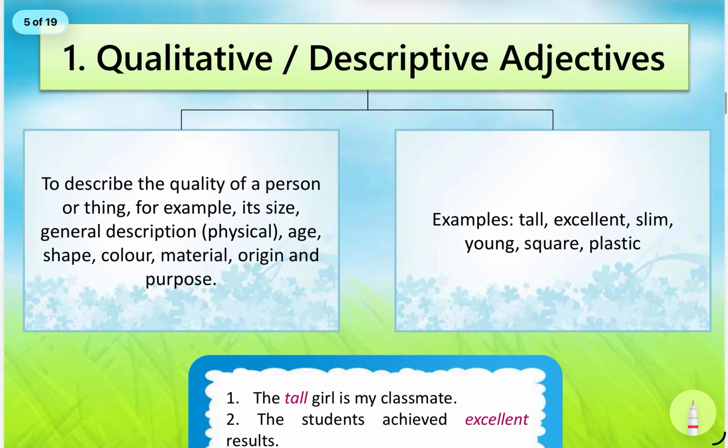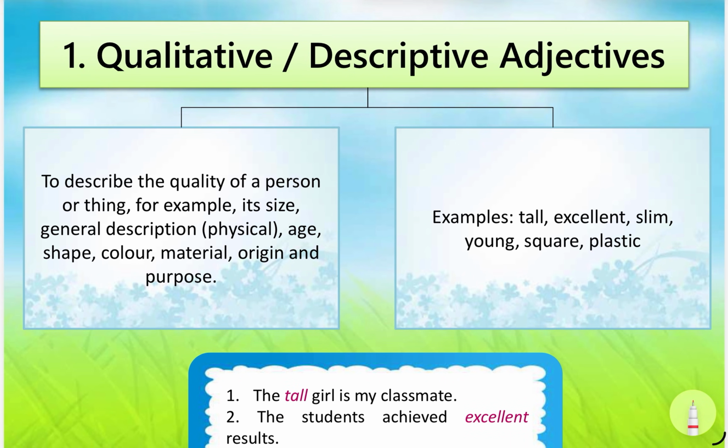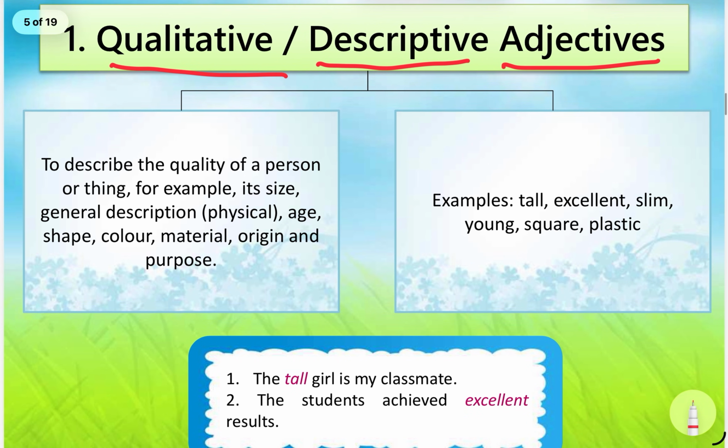First, we will discuss qualitative or descriptive adjectives. So what do these adjectives actually do? We use them to describe the quality of a person or thing, for example its size, general description, age, shape, color, material, origin, and purpose. Example: that guy is tall, some boys are excellent, that girl is slim.